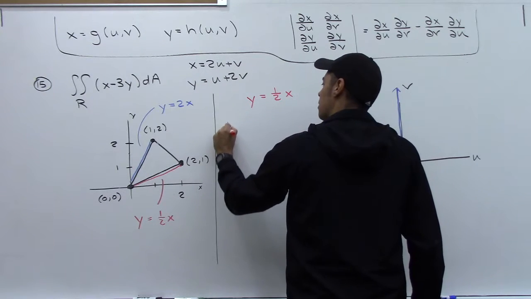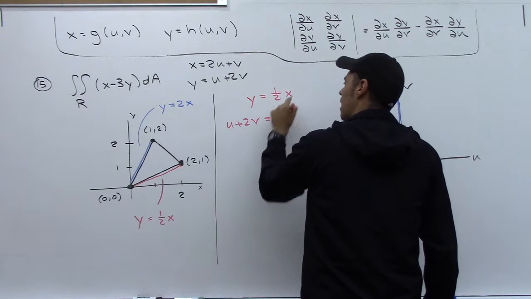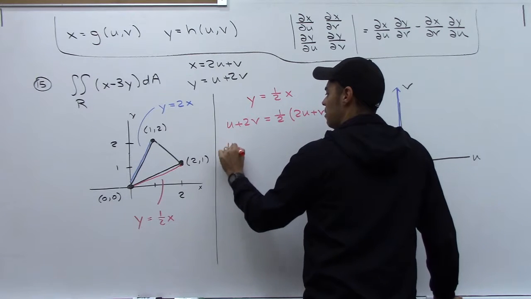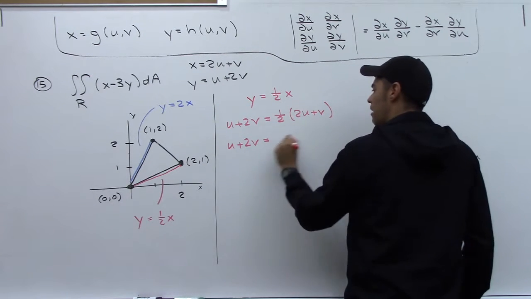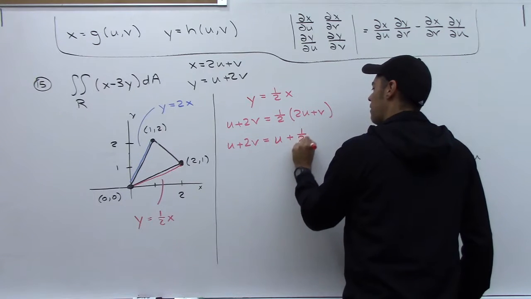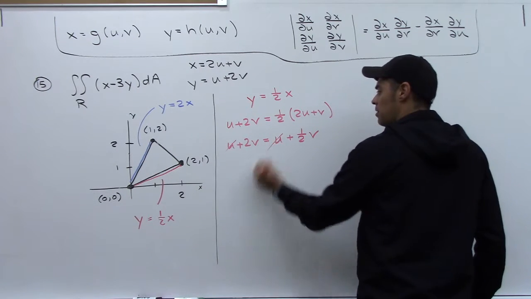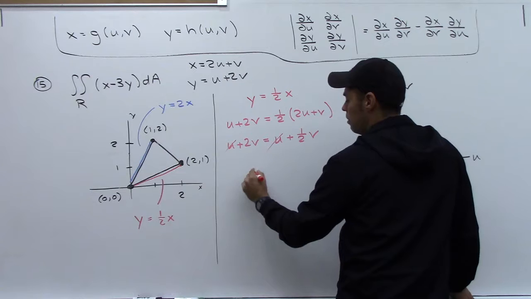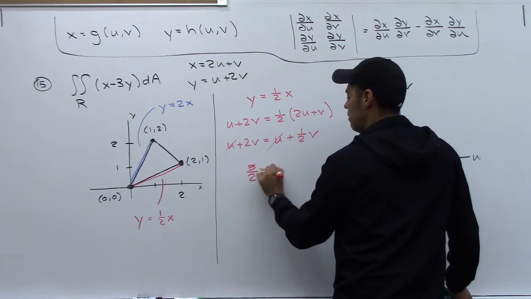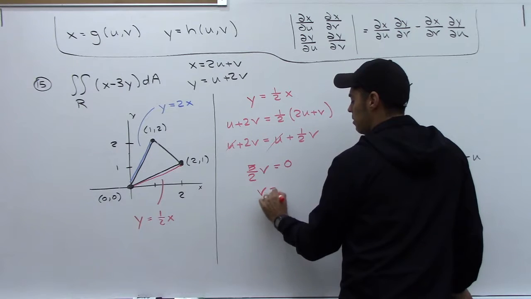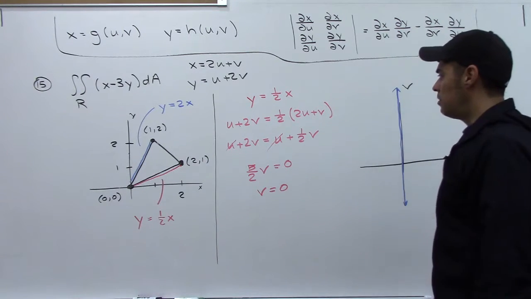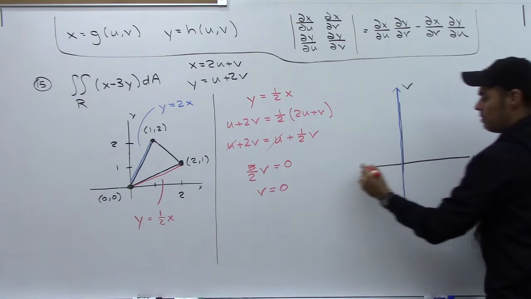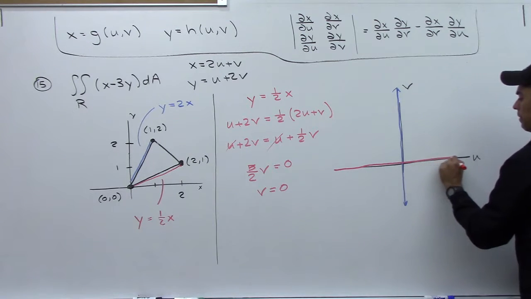and y is u plus 2v. 1/2 x is 1/2 times x, which is 2u plus v. And that's u plus 2v equals, distribute the half through, u plus 1/2 v. Notice I can subtract u on both sides and they're gone. And then I can move all my v's to one side. So I'm going to subtract a half v from 2v. That's going to give me 3/2 v must equal 0. And then just divide through by the constant, v must be 0. So this line gets taken over here to v is 0. v is my coordinate this way. So v being 0 is the line going like this.